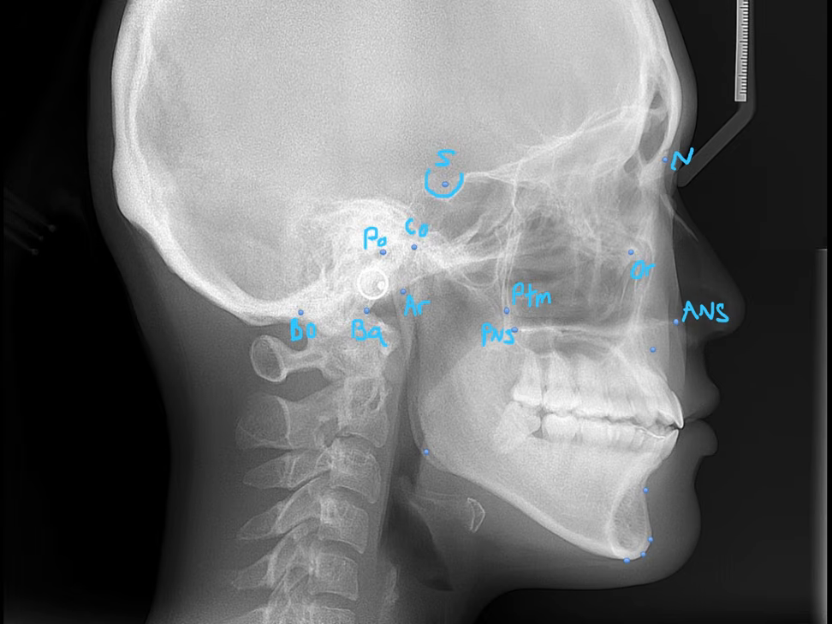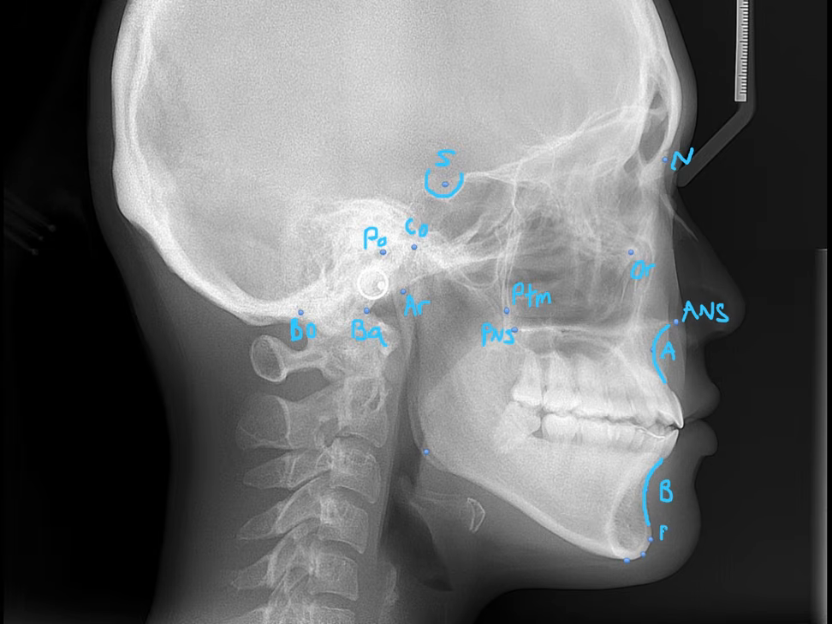Right here we have a point, and that's the innermost point on the contour of the maxillary bone. Likewise, we have the B point, which again is the innermost point on the contour of the mandibular bone. Down here we have three right up next to each other.